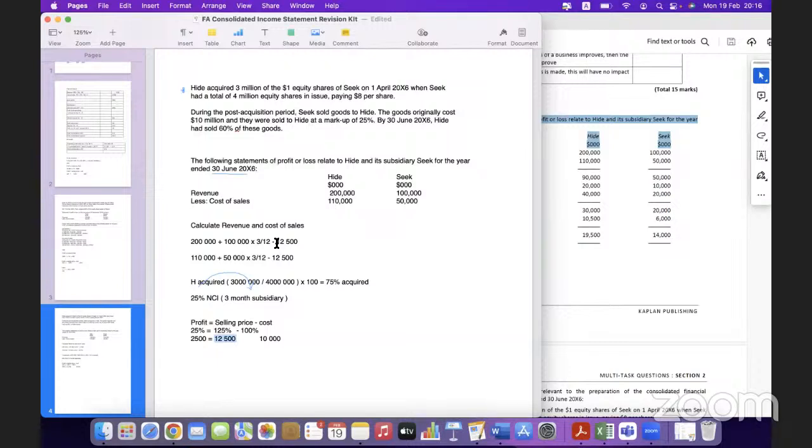Once you are done with that part, now you do the URP. So normally, how to do URP? It's like this: URP is profit into inventory held. Okay, now our work is easy. We know the profit now, 2.5 million. Inventory, read this: Hyde had sold 60%.